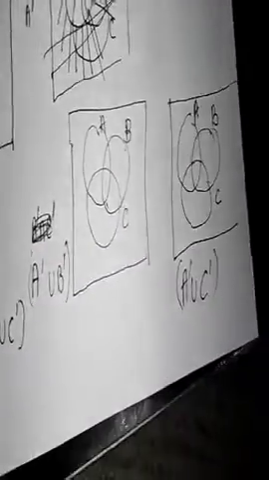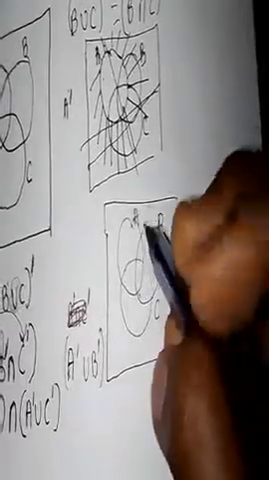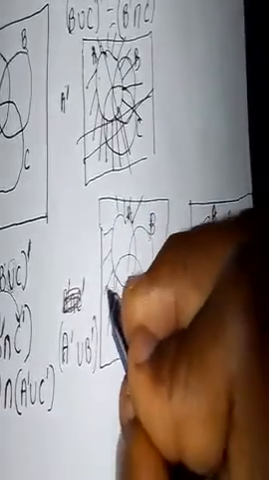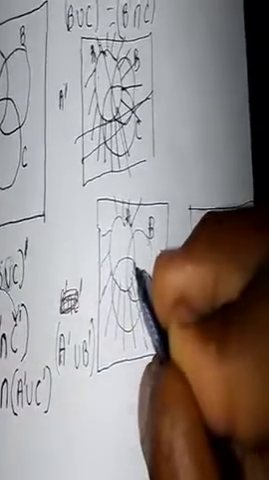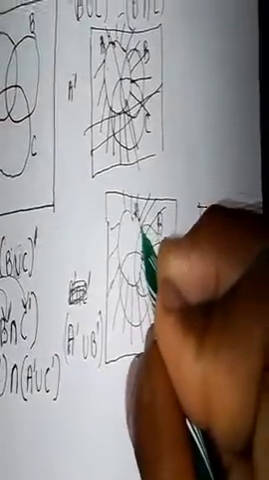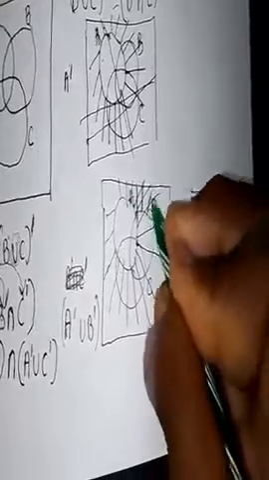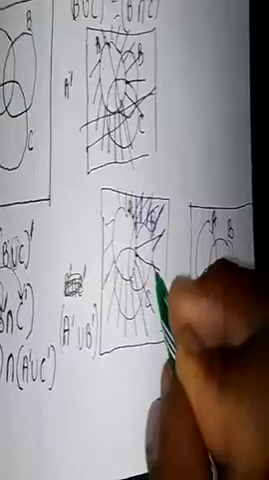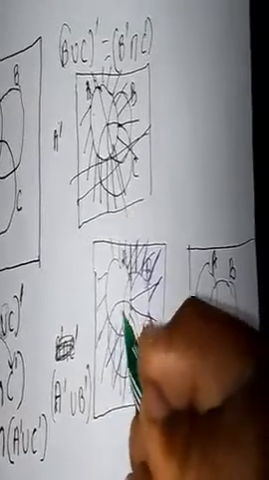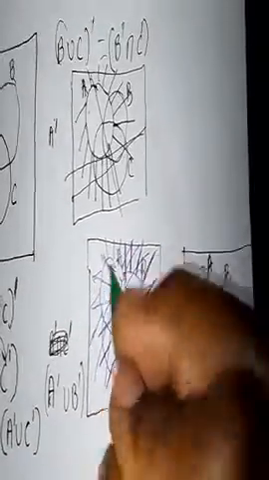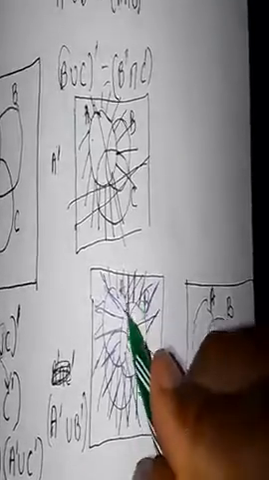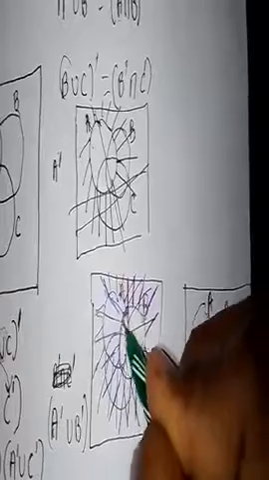So now A complement, it's this, everything outside of A, and for B complement I'll use a blue color, hope it's visible. B complement, so that is for B complement. So the only area which is not shaded is this part where these two intersect, this part.